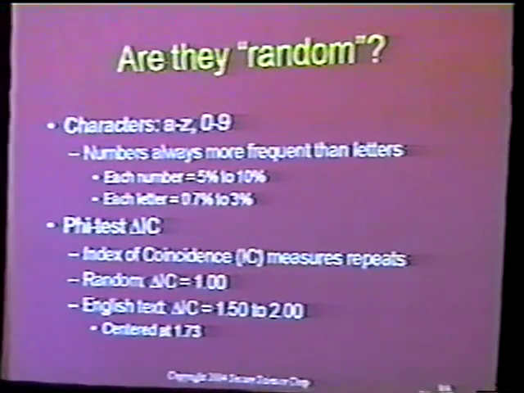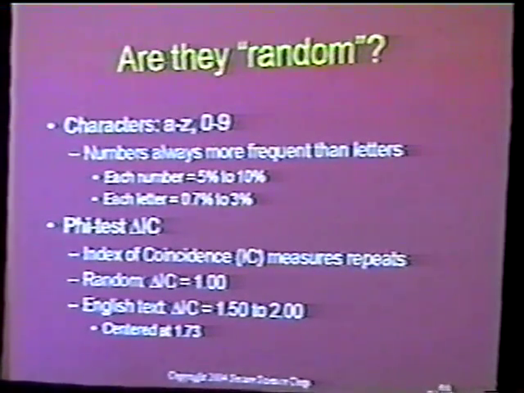So the big question is, are these strings random? I mean, they contain more numbers than letters, so that's sort of a little inconsistency. But the big thing that we can do is called a phi-test delta IC. It's basically an index of coincidence, and it measures the number of repeats. So if these strings were actually random, we would expect a delta IC around 1.0.